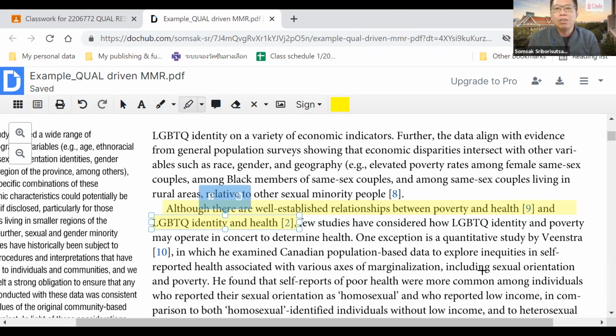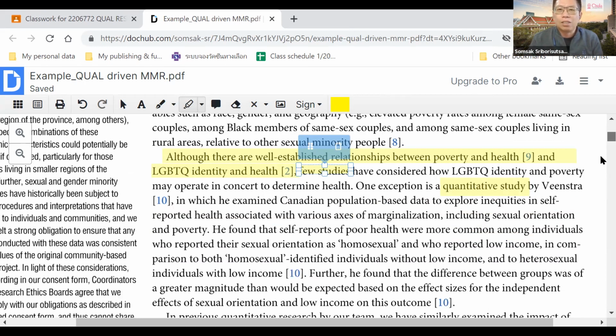Yes, this is a new one. This is a very good way to show why you deserve to do a new research project, right? Even though many researchers previously studied poverty and health, it's not enough. You need to study the LGBTQ group by matching their identity and their poverty together. It's a very good one, like Vince says. And they say one exception is a quantitative study, a field study. Even a good one, but you need more. We need more study to do that. A very good example.